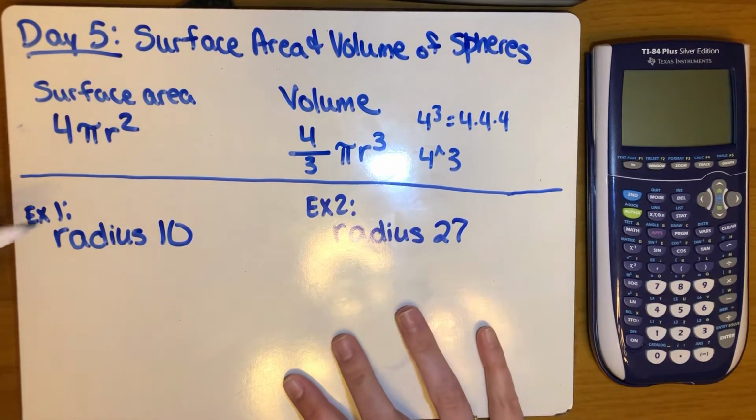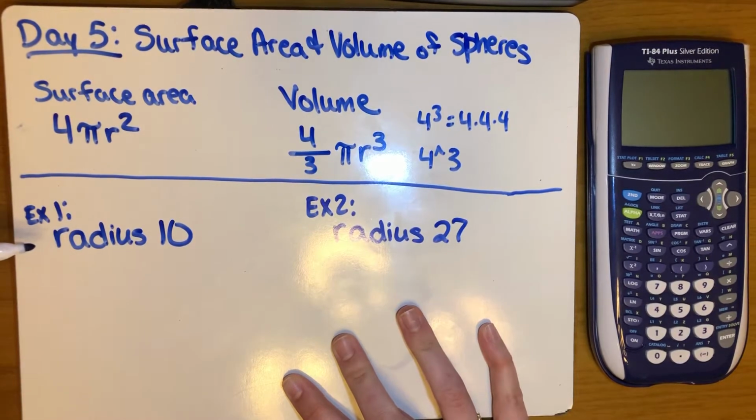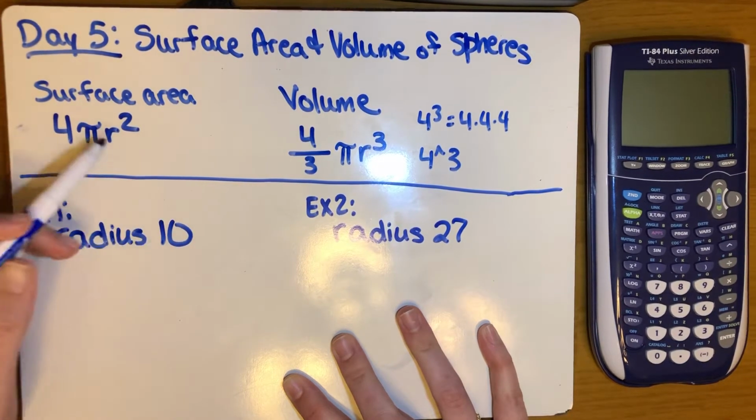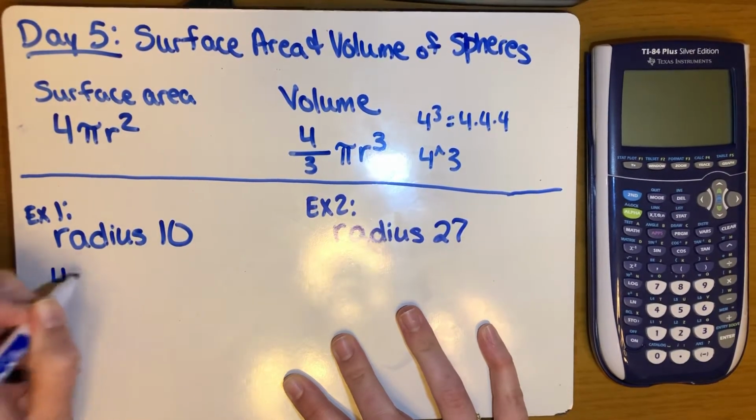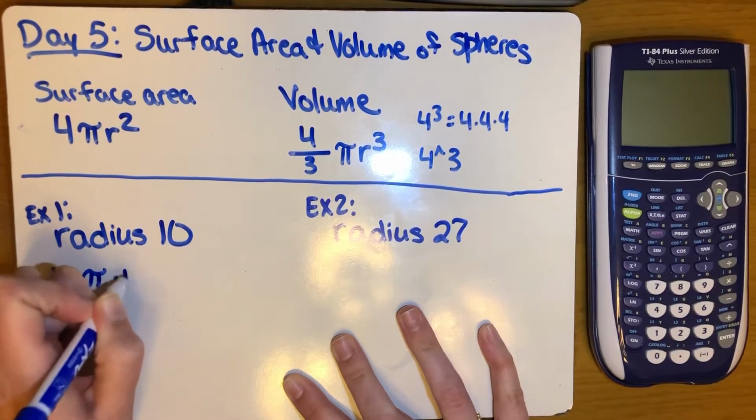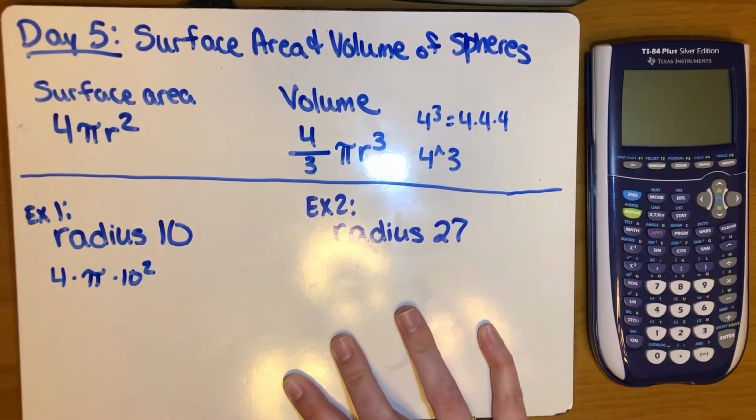For the surface area of the first problem, I'm going to take the example problem on the worksheet, which is a radius of 10. So I'm going to take 10 and plug it in for r. I'm going to do 4 times pi times 10 squared. Now, if we were just going to get an answer with a decimal, we would put all this into a calculator and multiply. But we're going to leave this in terms of pi, like we did on the previous worksheet with the cones, and I think on the circle worksheet on day 2 also.